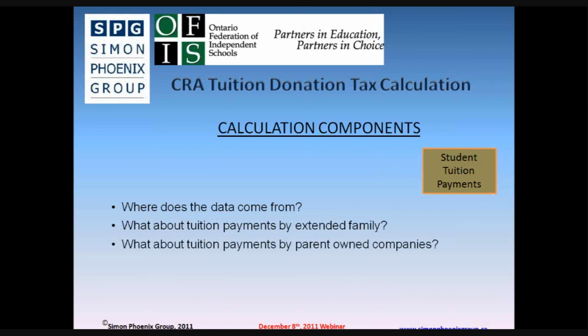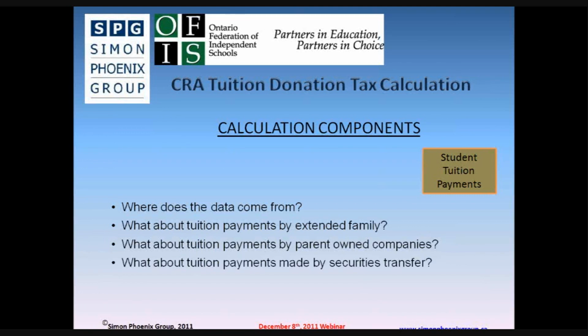What about tuition payments by parent-owned companies? There are specific guidelines with respect to that, and there's specific documentation that CRA wants to see, especially if a company is making a tuition payment, but a request comes through to issue the receipt in the name of a parent. The parent being the parent controlling the corporation. It can be done, but there is specific documentation that is required, and again, that's something that your auditor should be asked if you're in that kind of situation.